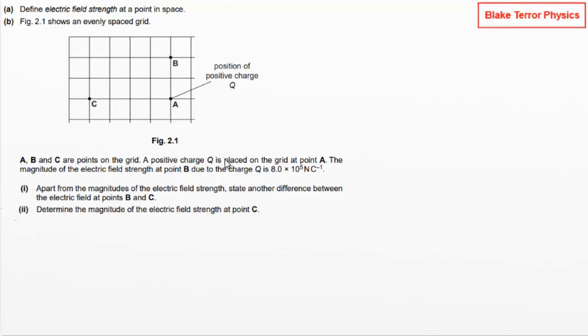Hello, here's three more questions on electric fields and related matters. We're starting here with the usual: define electric field strength. We've had this quite a few times. This is the force per unit positive charge. So, easy definition to get us started.